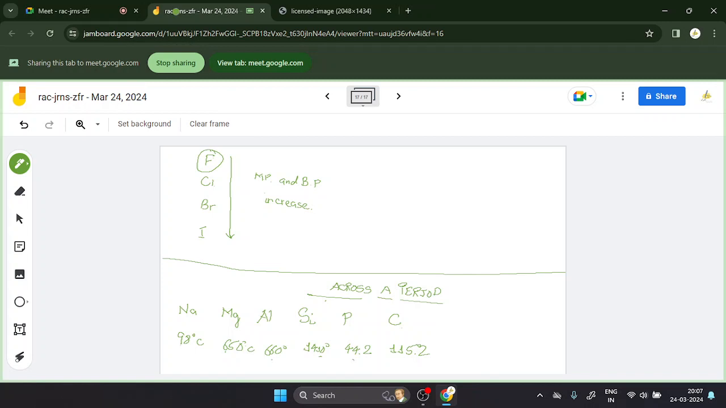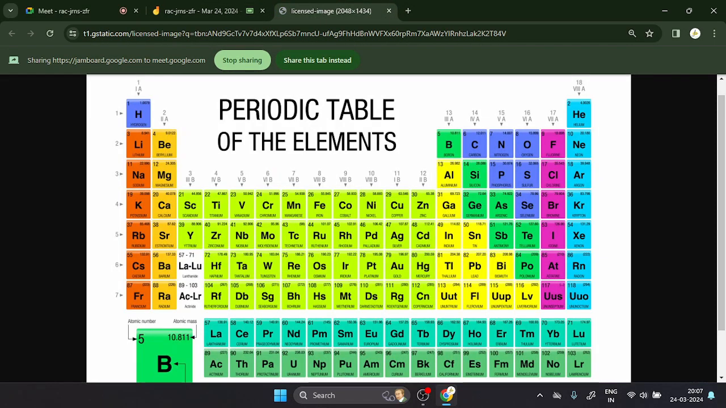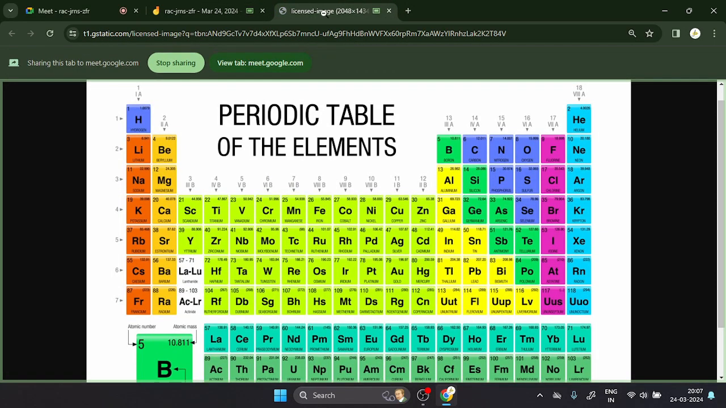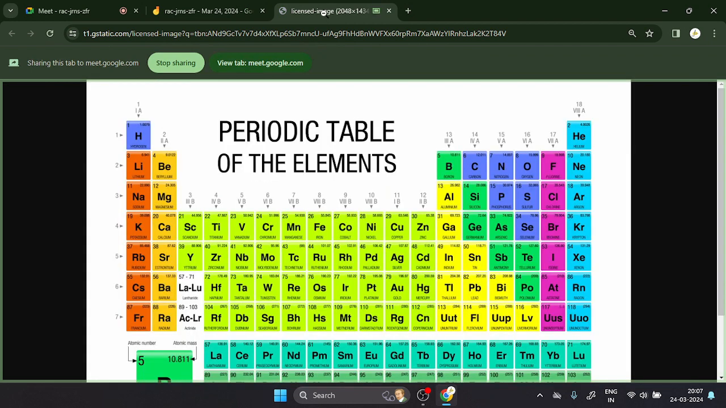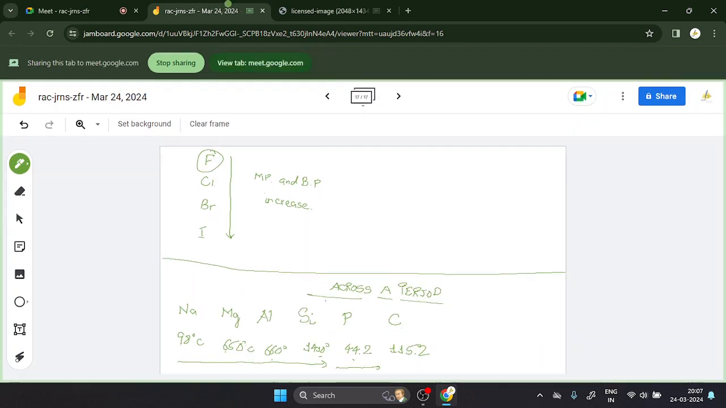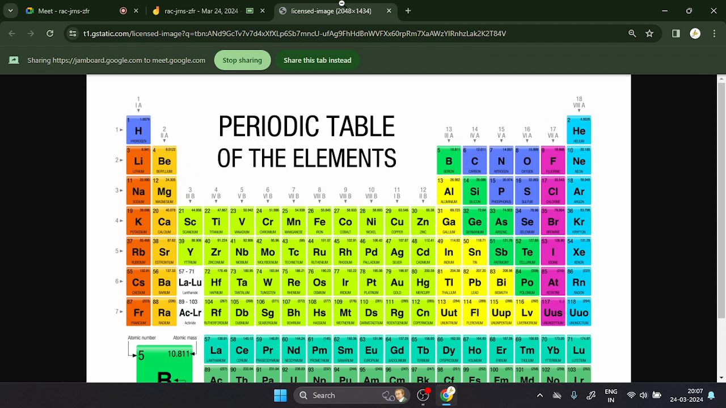So what is happening here? First it increased like this, then there was a decrease here. Just come to group 14. This is group 14, carbon is from group 14. Group 13 as well. Just look here, this is group 14. What is happening?